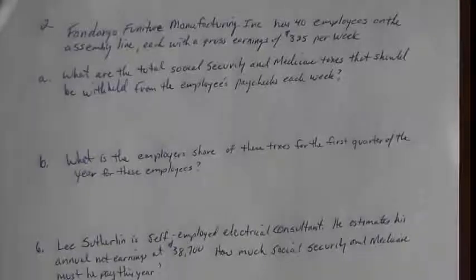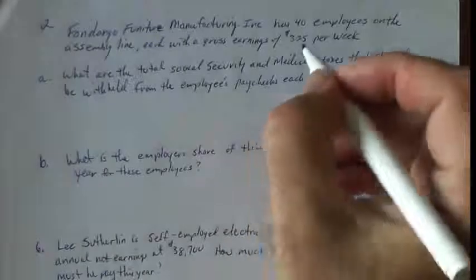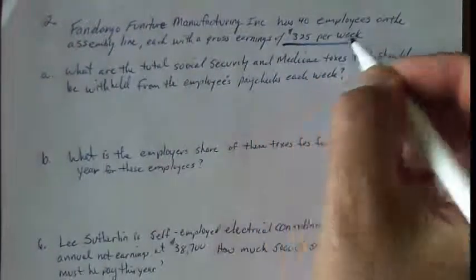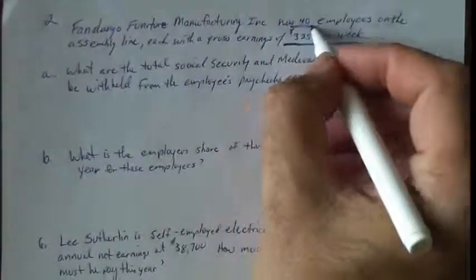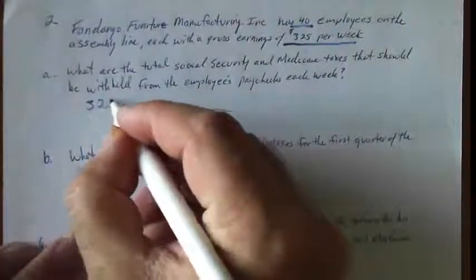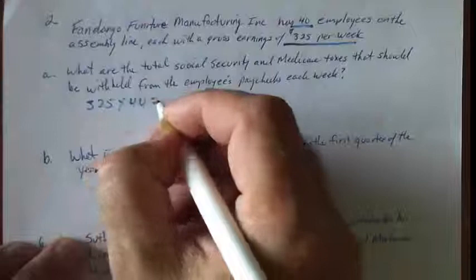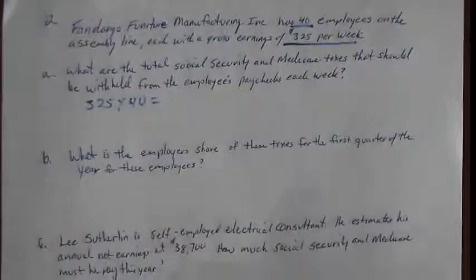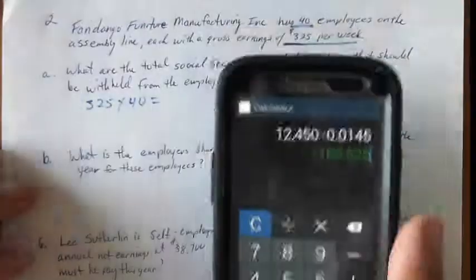Part A, what is the total Social Security and Medicare taxes that should be withheld from the employee's paycheck each week? So first off, apply the correct mathematics to the problem they're asking. 325 per week, and the number we have there is 40 employees. So how much is that in Social Security and Medicare tax? 325 times 40. The tax rate is 6.2% for Social Security, and Medicare is just going to be 1.45%. Let's put that on the calculator.